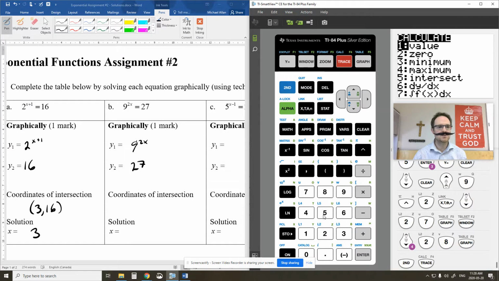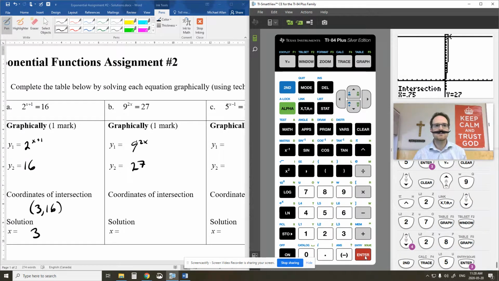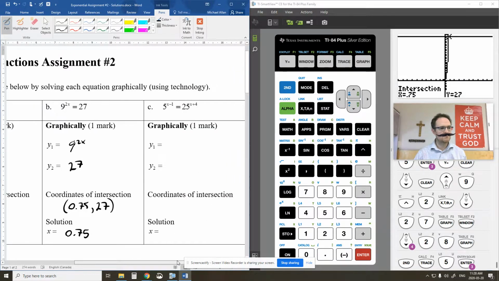So go second trace 5, enter, enter, enter. You don't have to see it very nicely, because you just have to see it. So (0.75, 27). Let's fix that up a little bit nicer. There you go. The solution for just the x here is going to be 0.75.